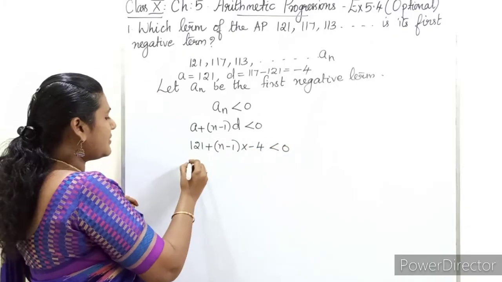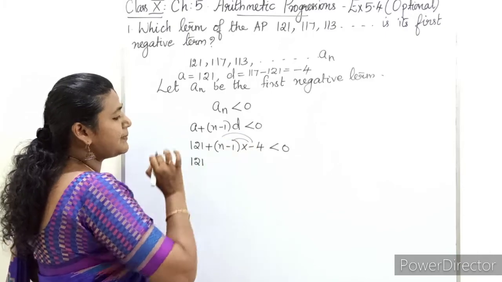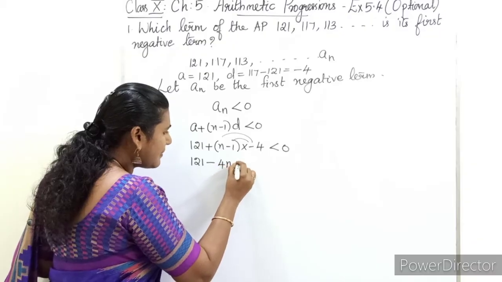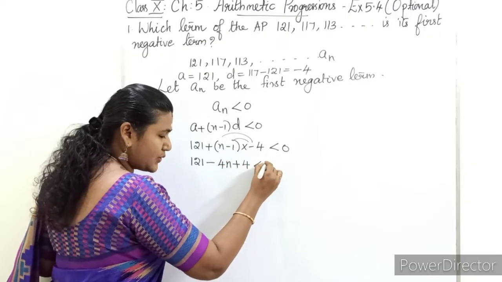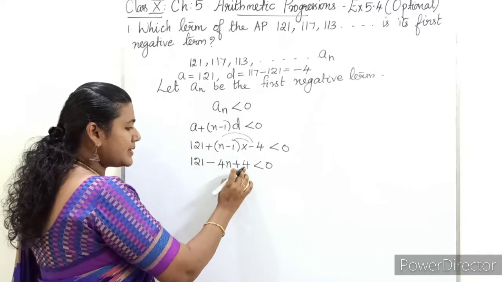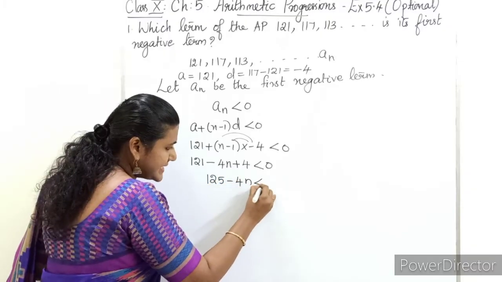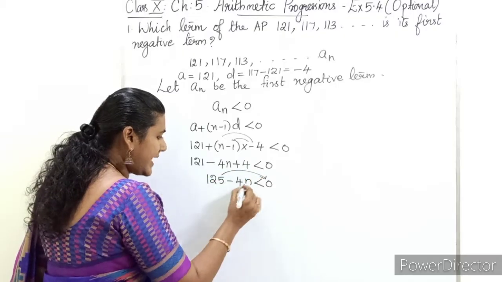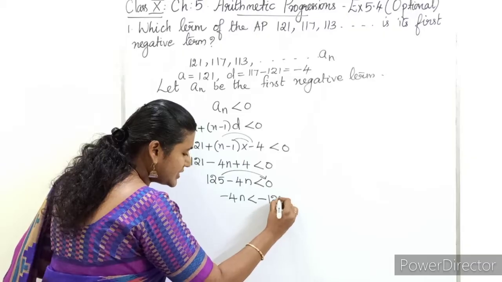Now we are going to simplify this. So we will multiply (n minus 1) with the minus 4. So minus 4n, and minus 1 into minus 4 is plus 4, less than 0. Now we will simplify this: 121 plus 4 is 125, minus 4n is less than 0. Now we will take this 125 to this side. So minus 4n is less than minus 125.